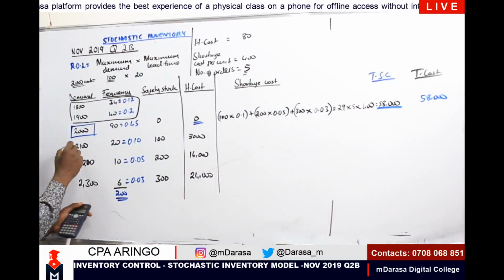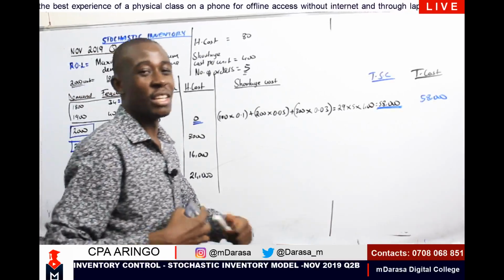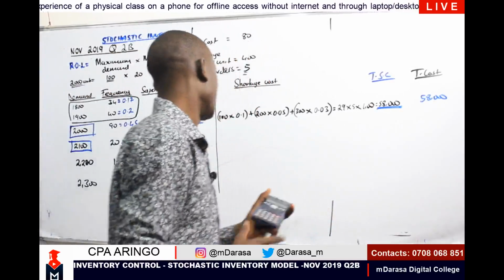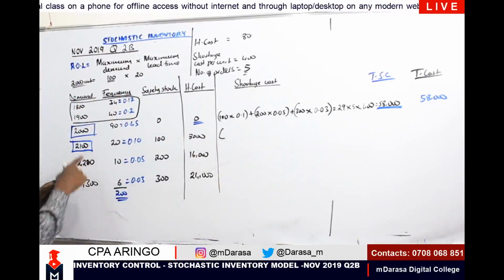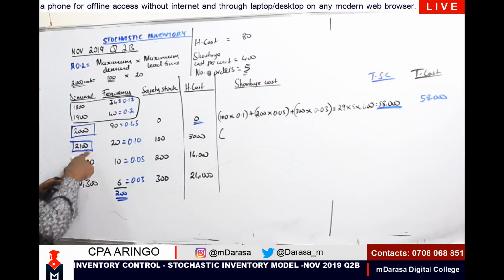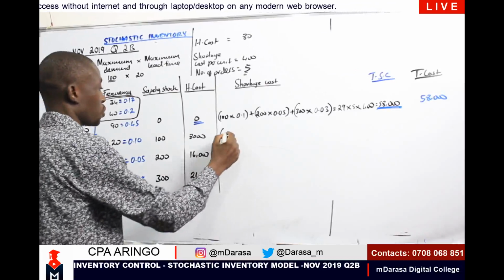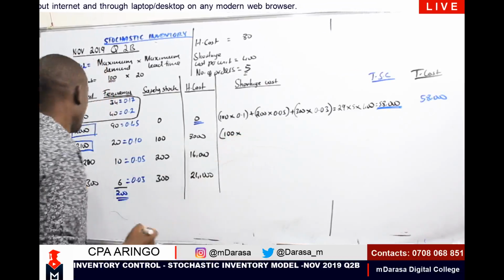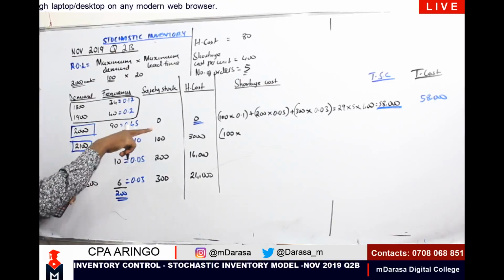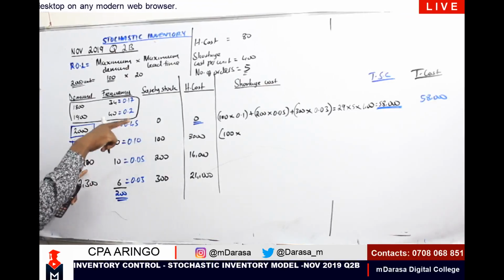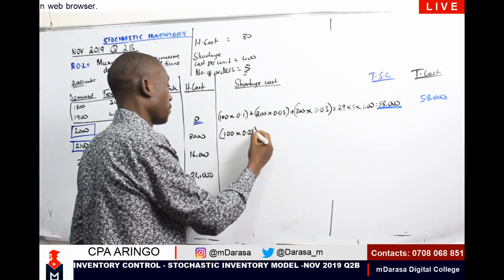Now we are taking our demand level to be 2,100. What will we be having? My demand level is 2,100. This is what we have in store. My demand here is 2,200, meaning that I'm going to have a shortage of 100 units, right? And what was the probability of us having 100? We should be talking of 0.05.